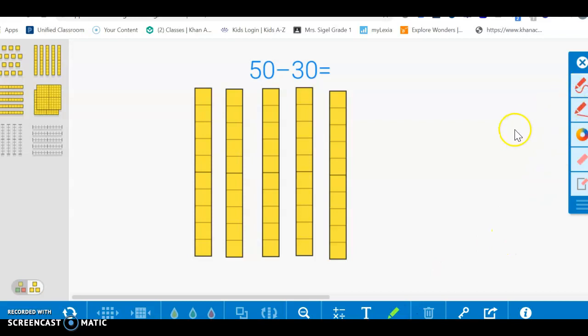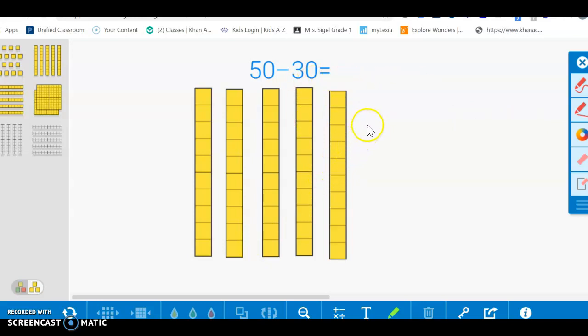So if we were in school and we actually had these pieces physically, we can kind of put them aside and hold them in our hands. But I want to show that we had 50 altogether and we're taking away 30. So I don't want to use my delete tool or erase. I still want to be able to see that there were 50 to begin with. So I know that 30 is 3 tens.